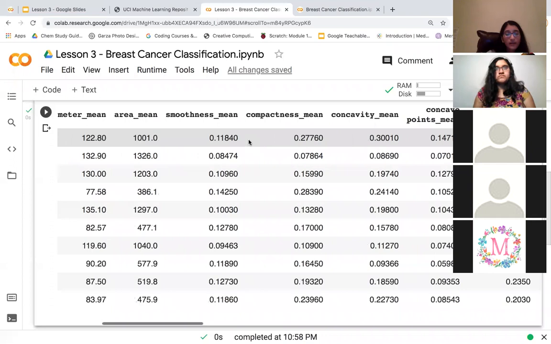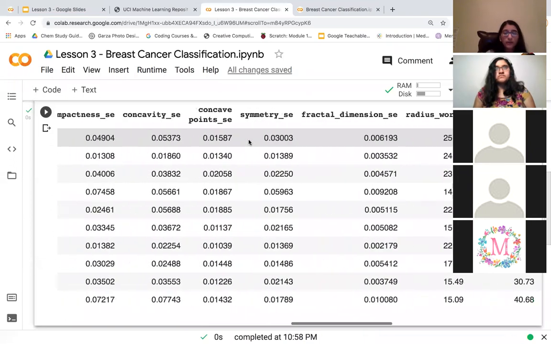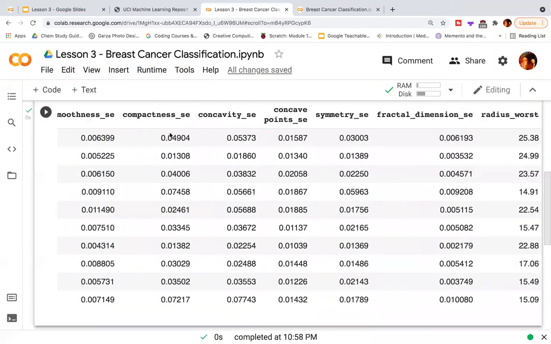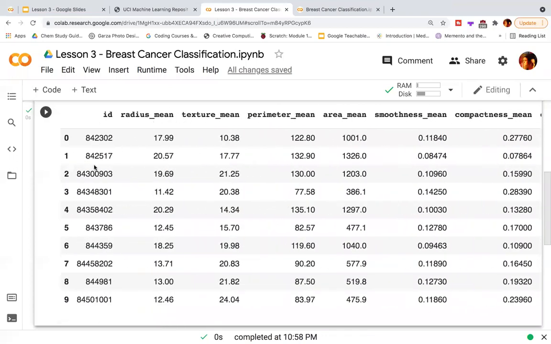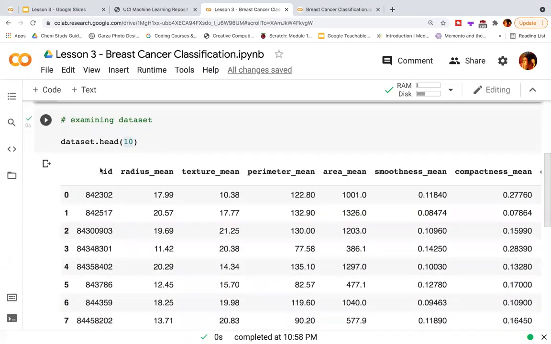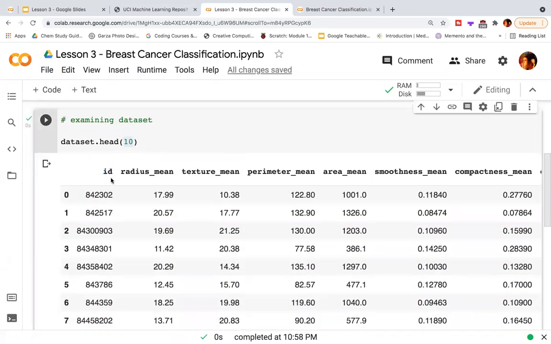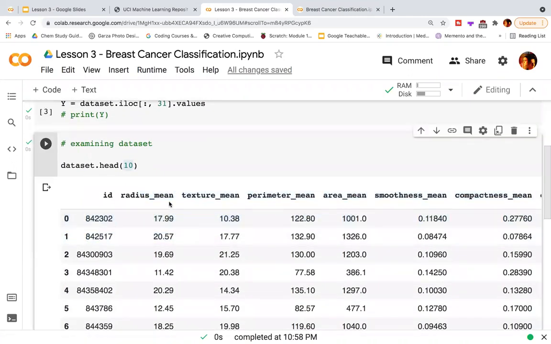If I scroll around here, you'll see all of these different features. Again, as mentioned before, it's not important for you to understand what each of these features means, as long as you understand that these are features. What you'll notice as well is we started from 1. The reason we didn't start from 0 is because that's the ID, like how patients have ID numbers when they enter a hospital, right? That information won't tell us anything about whether a patient is going to have breast cancer or not. So we start with 1 because we're starting with the important information.